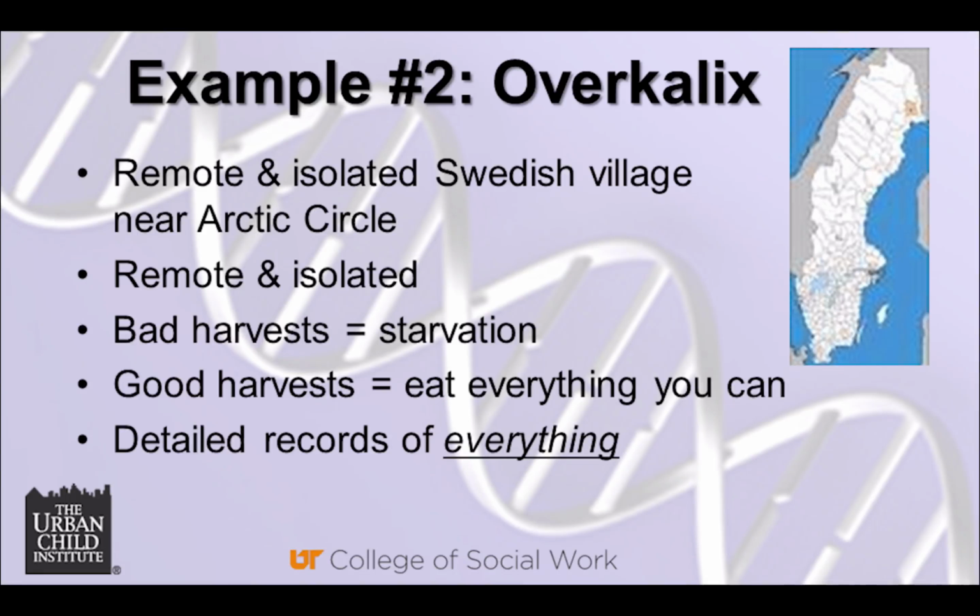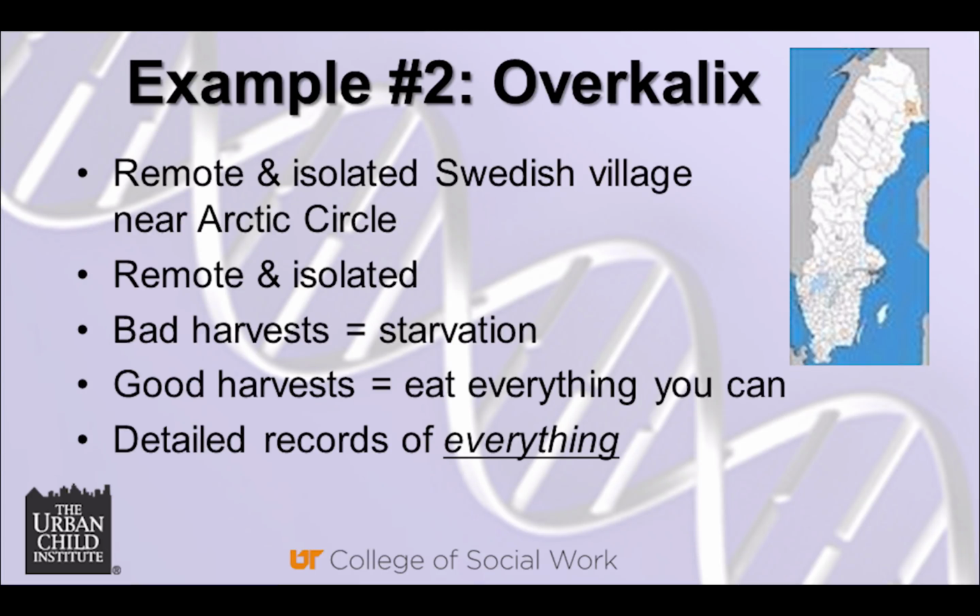Example number 2 is really interesting. It occurred in a very remote, isolated Swedish village up near the Arctic Circle. The village is so isolated and remote that they're virtually cut off from the rest of the world most of the time, and particularly in the winter. So during years when they had very bad harvests due to weather or some other event, they starved. During years when the harvest was plentiful, they pretty much ate everything they could get their hands on because they knew winter was coming and they needed to fatten up.